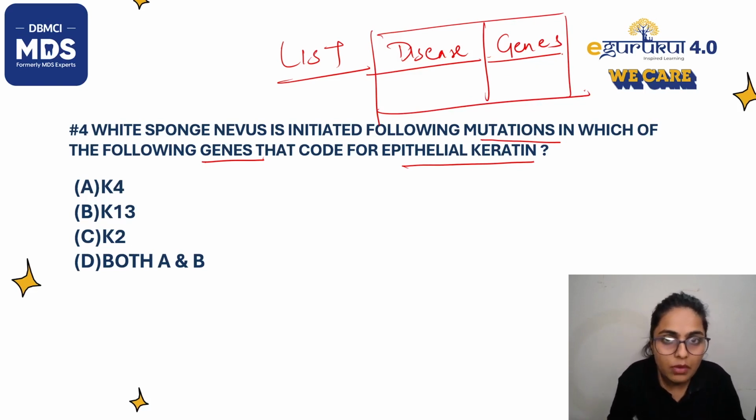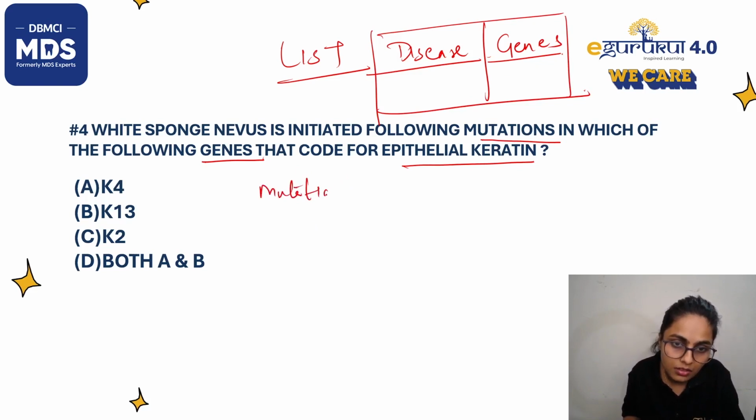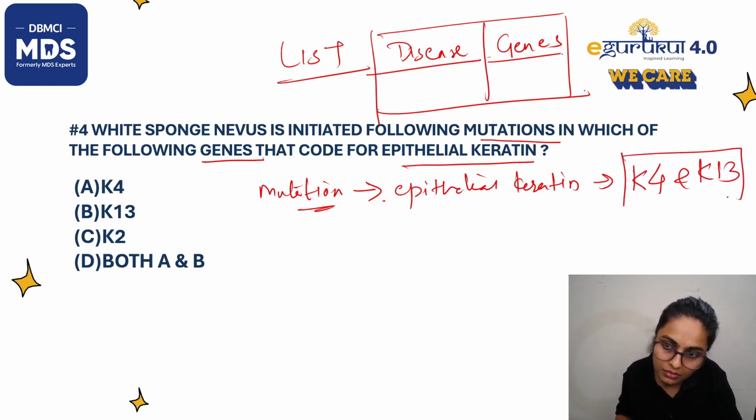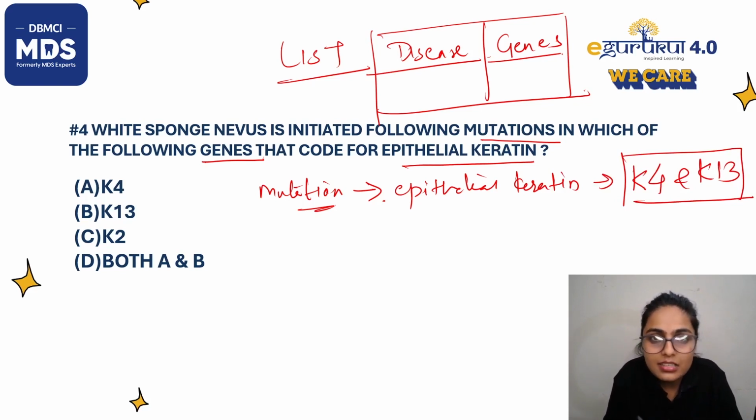Now here in white sponge nevus, basically mutations occur in genes that code for epithelial keratin, which are K4 and K13. Alright, K4 and K13. So your answer for this question is both A and B.